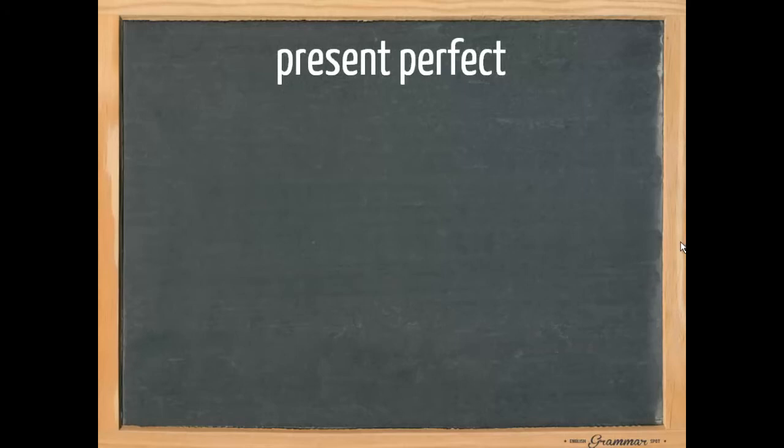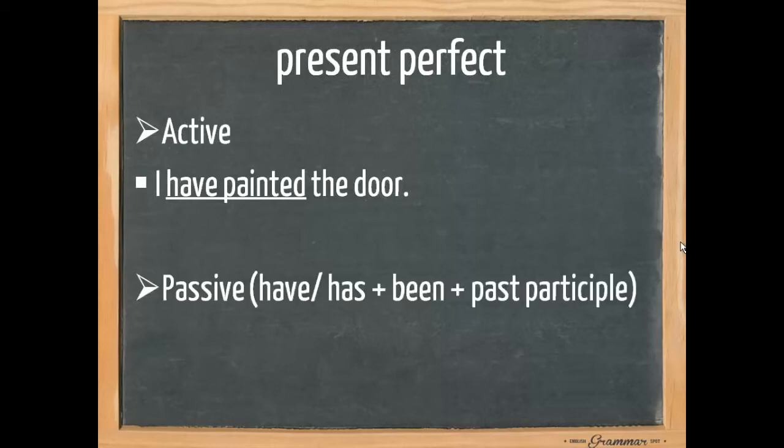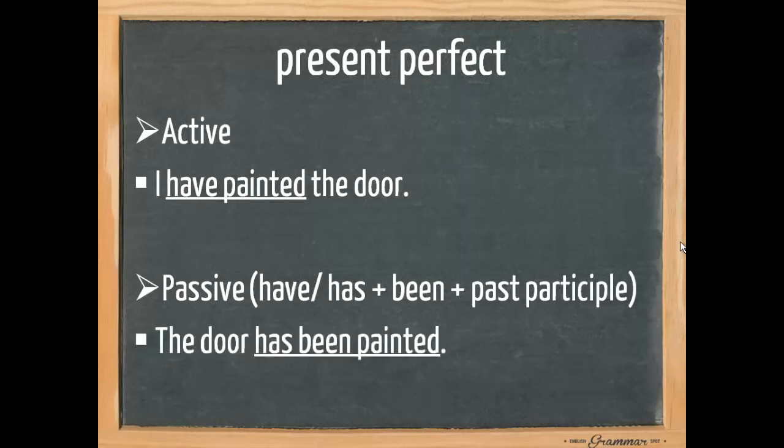Now let's have a look at a present perfect. An active present perfect is I have painted the door. So we're going to change it into a present perfect passive. Remember, the door has to become the subject. So a passive is made with have or has, and then a form of to be. And since it's a perfect here, we need to use the perfect form of the verb to be. So here it is been, and the past participle of the verb to paint. The door has been painted.